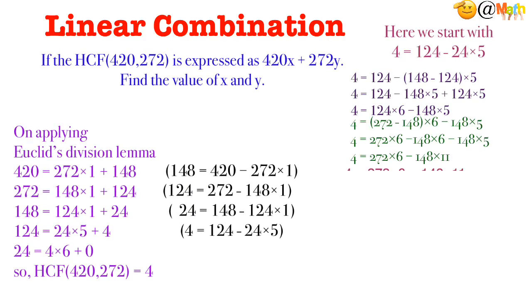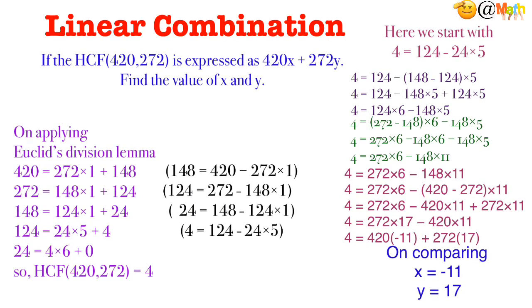Now, if the HCF of 420 and 272 is expressed as 420x plus 272y, find the values of x and y. On applying Euclid's division lemma, we have the HCF of 420 and 272 as 4.